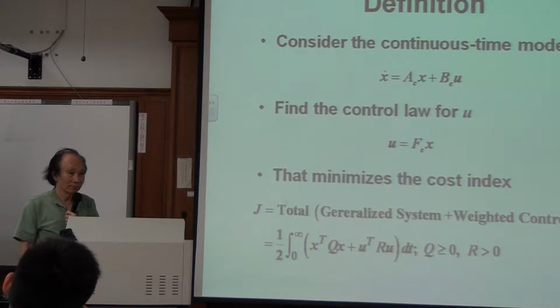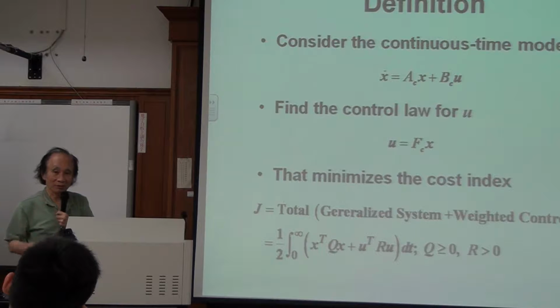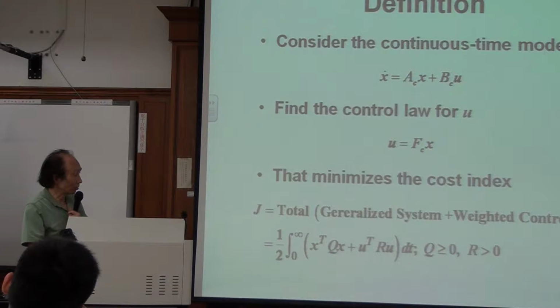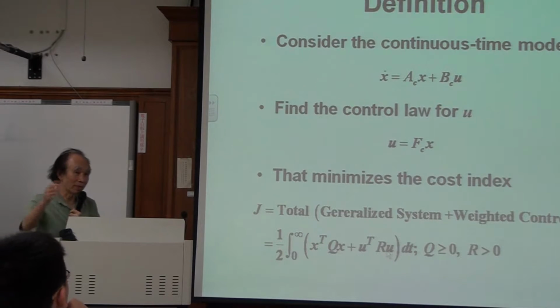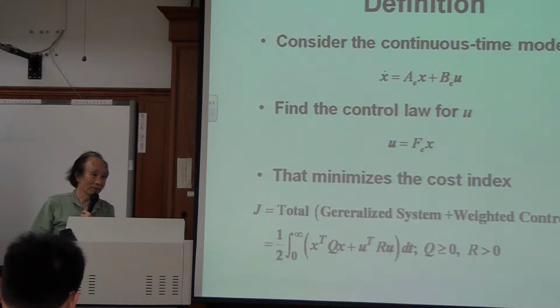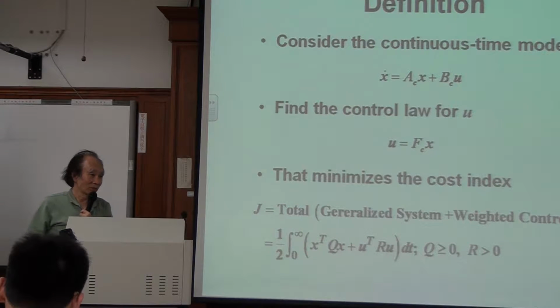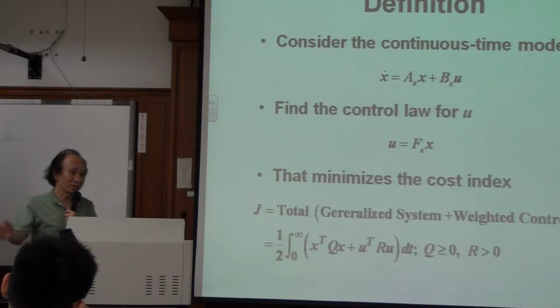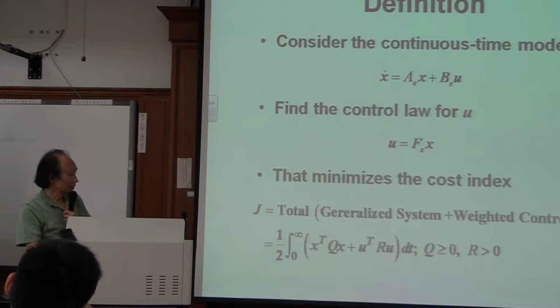True? What is the definition of positive definite? The definition of positive definite means U transpose RU must be larger than 0, right? So if I have one term that is larger than 0, then another term can be 0.